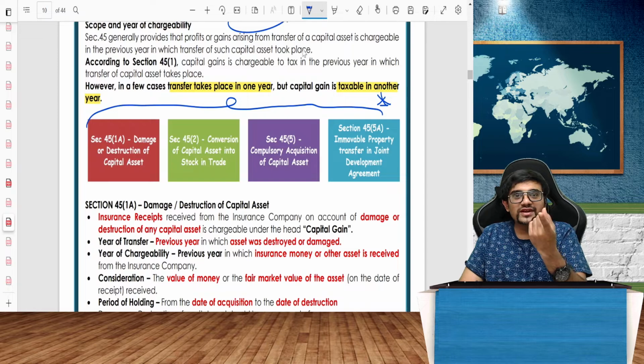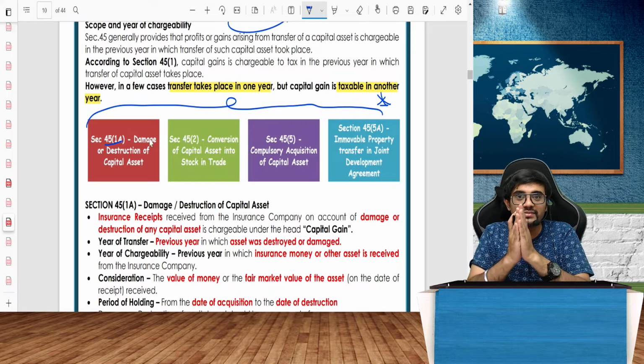All Jain fellows don't come. I have a lot of Jain friends. Yes, section 45(1)(a).